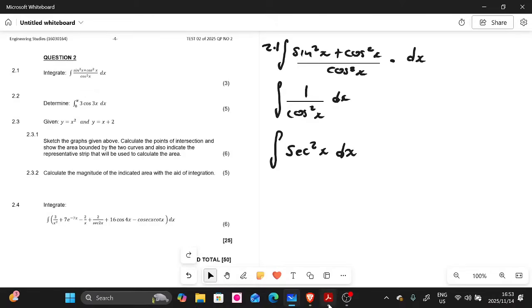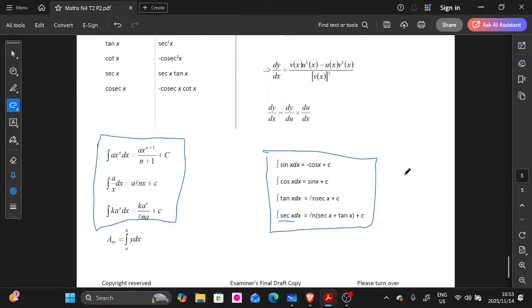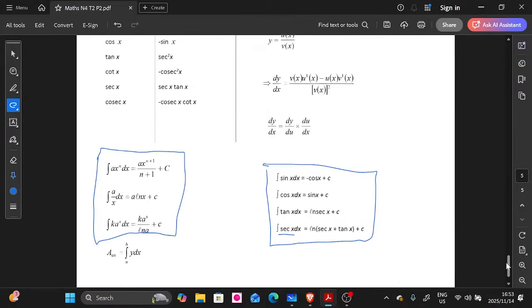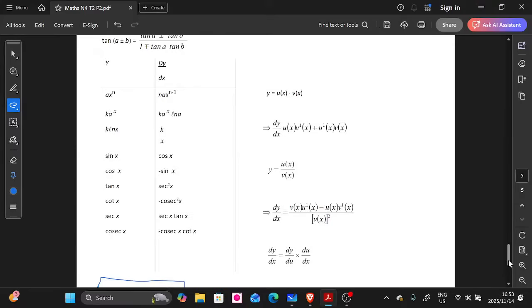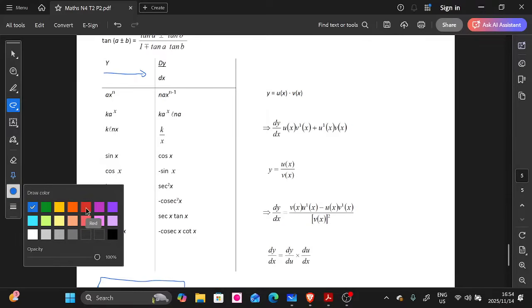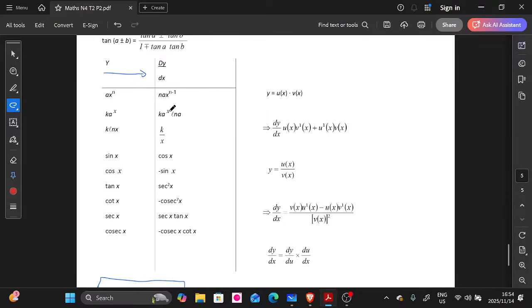So what is it that you must do? The integration of sec squared, it is there, guys. It's just that it is not given in plain sight. It's hiding there, guys, in hindsight. Let me show you. Remember, when you integrate, you are doing the opposite of differentiation. So if you remember this table here, when you go this way, it's y and then dy over dx. So we are differentiating. But if we go backwards, we are integrating. Remember, integration is the opposite of differentiation.